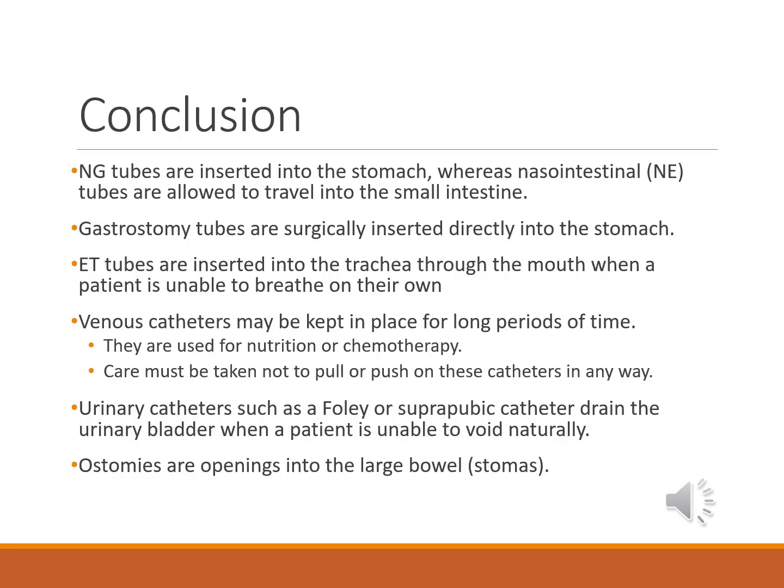In conclusion, in the radiology department, you are going to come across a variety of different types of tubes, lines, and drains. It's important to be able to identify each as well as what their accurate placement should be and know how to handle them with care. NG tubes are inserted into the stomach, and NE tubes are allowed to travel into the small intestine, so they go a little bit further. Gastrostomy tubes are surgically inserted directly into the stomach. ET tubes are inserted into the trachea through the mouth when a patient is unable to breathe on their own.